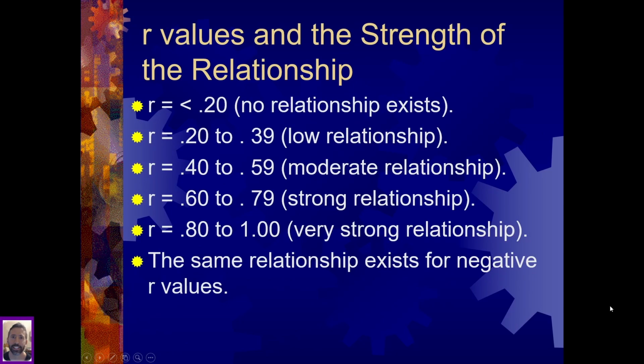Okay, so here we can see our R values, and you can see the strength of a relationship based on your R value. Anything above 0.8 is a very strong relationship. From 0.6 to about 0.79, that's a strong relationship. So on our first problem, we had an R value of 0.856, so we have a very strong relationship between a person's body weight and VO2 max.